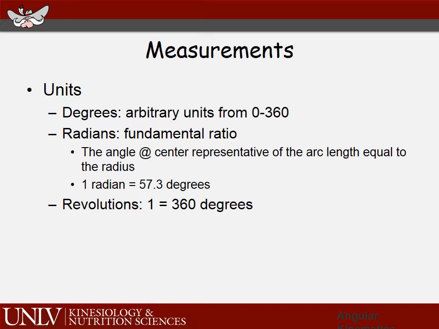What is a radian? Well, it's the angle at the center that represents the arc length that's equal to the radius. So whatever the radius of your circle is, there's an angle at which the arc length on that circle is the same as that radius. So that is what the angle of one radian is.